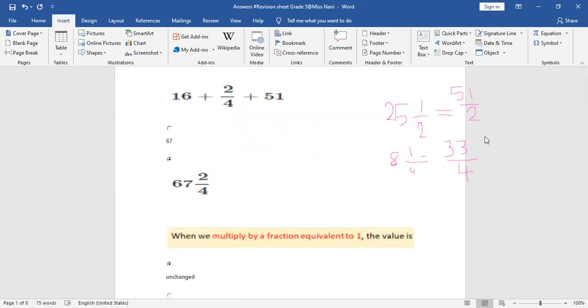The second question is telling me 16 plus 2 out of 4, 2 fourths, plus 51. So 16 plus 51 is 67, and 2 fourths will stay as it is.